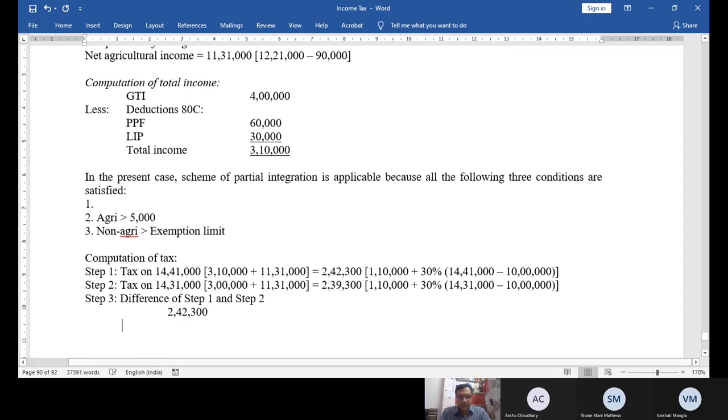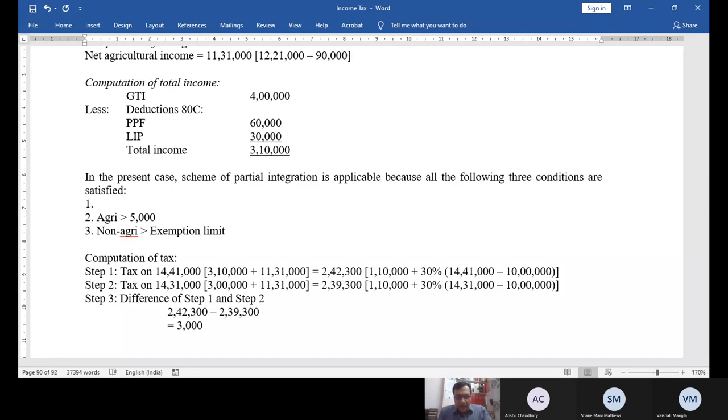242,300 minus 239,300. It is equal to how much? 3,000. This is the tax. That's it. Now this is the tax, not the final tax. It is the tax as per slab.